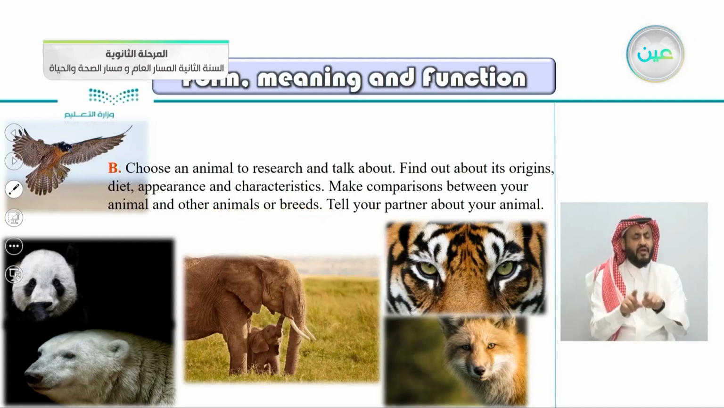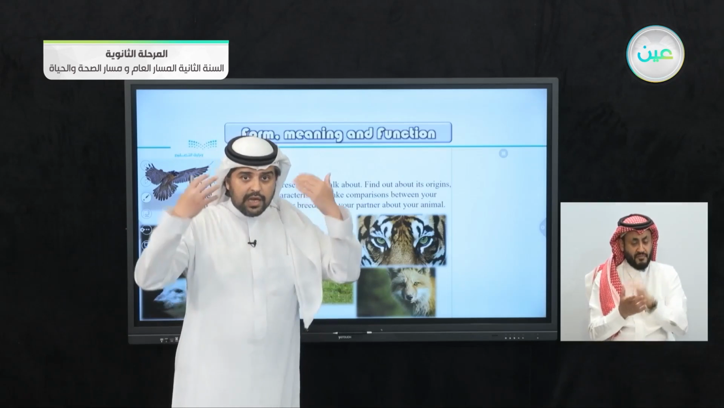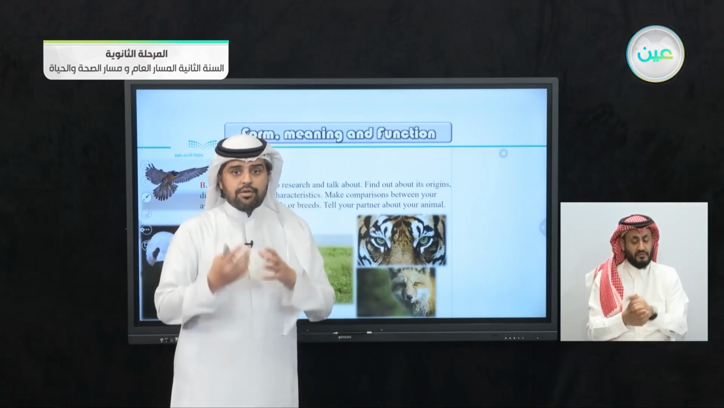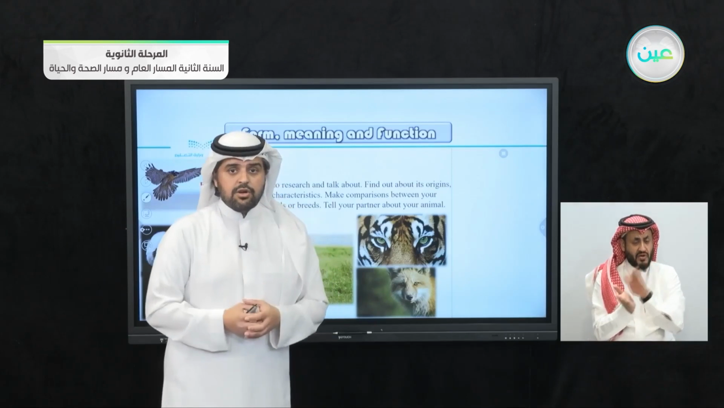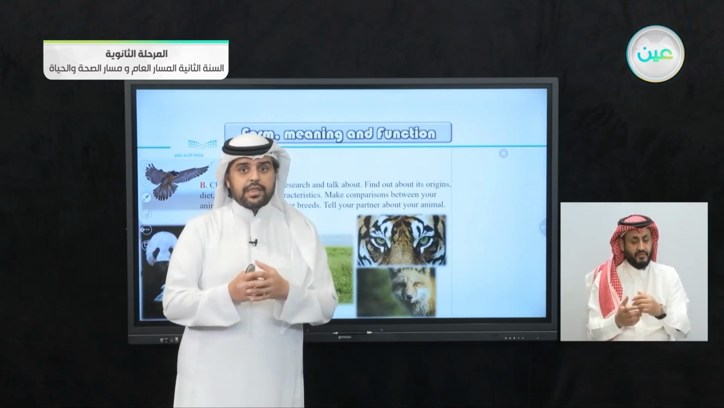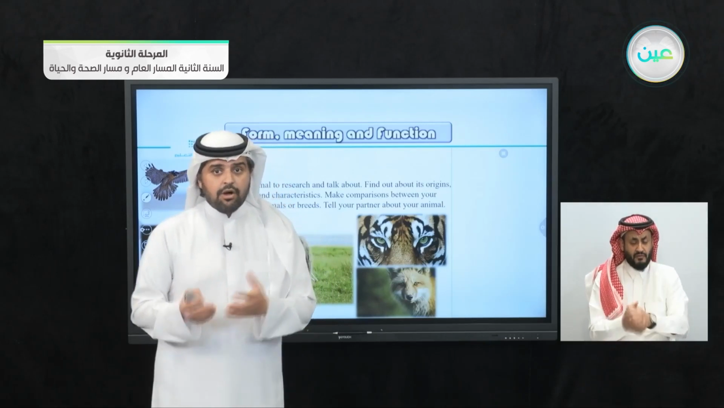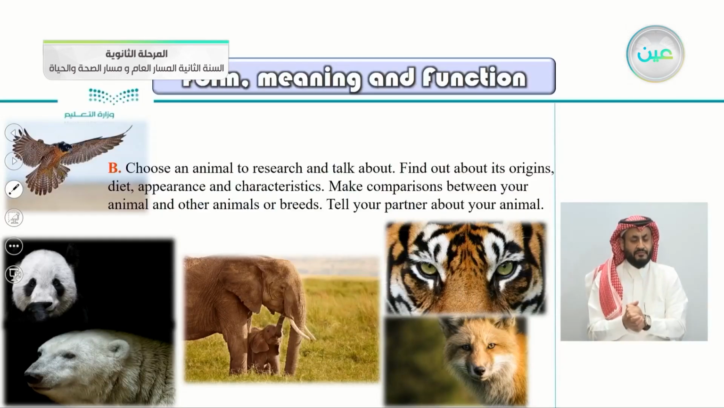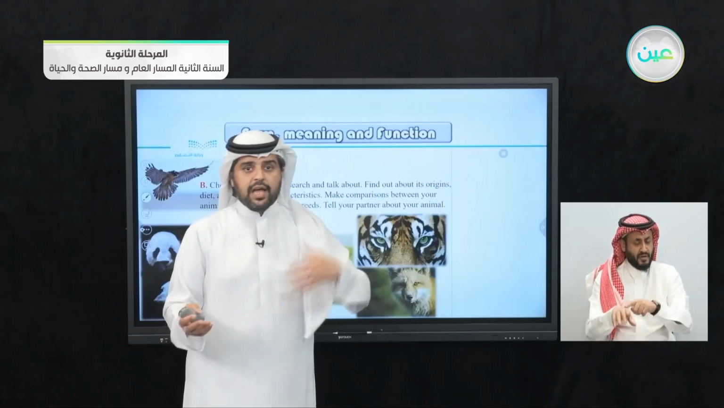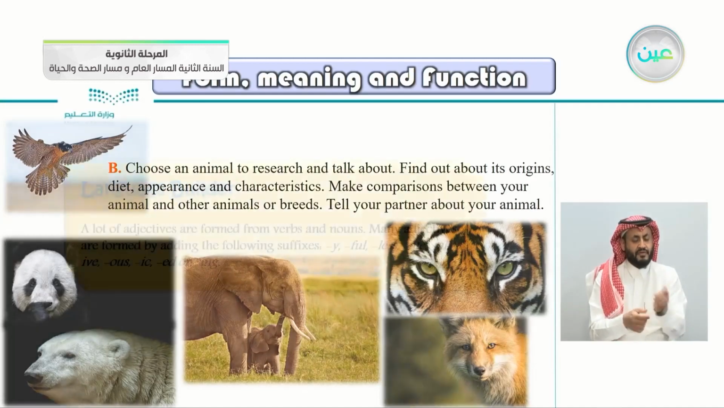So you can choose any animal and write research about it. Their diet, their appearance, the way they look. Do they have a mouth or a jaw or anything? So pick an animal, write a research about it. The appearance, their diet, how do they eat? Their nature, are they violent or not? And also the characteristics. Make comparison. So when you finish, make a comparison. Compare between what you wrote and what your colleague or your friend wrote. Tell your partner about your animal.